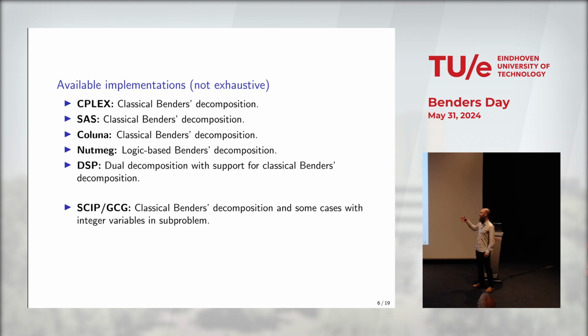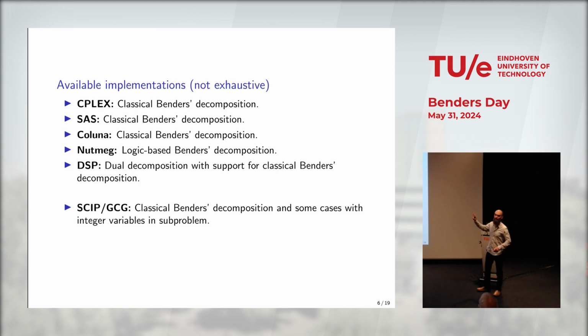We heard from an earlier talk that if you have integer variables in the subproblem, then you are restricted to a particular master problem setup, which is purely integer, mainly purely binary. Those cases are actually handled within SCIP, but the other ones don't handle that. Nutmeg would handle it, but it's treated as a logic-based Benders approach, so they don't do any classical Benders cuts. Okay, so that's the setup.